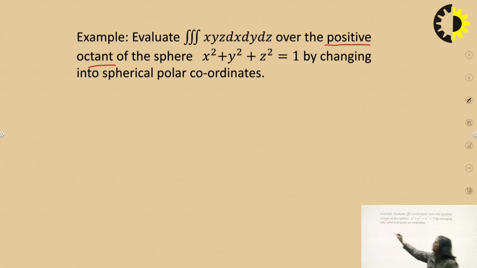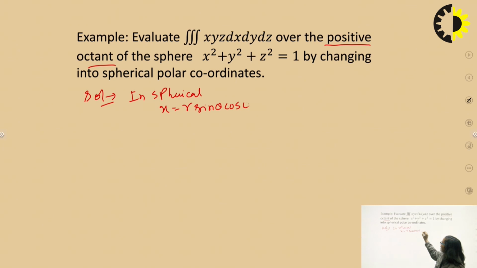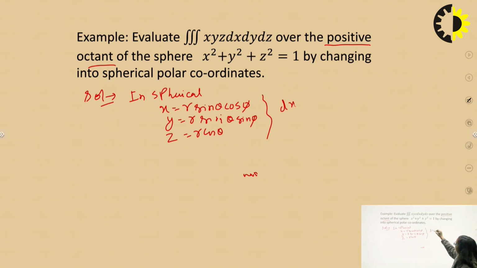First of all, we start by taking the spherical coordinates. We have just discussed that we put x equal to r sine theta cos phi, y equal to r sine theta sine phi, and z equal to r cos theta. We need to put in these values. And on taking the Jacobian, dx dy dz is nothing but r square sine theta dr d theta d phi.